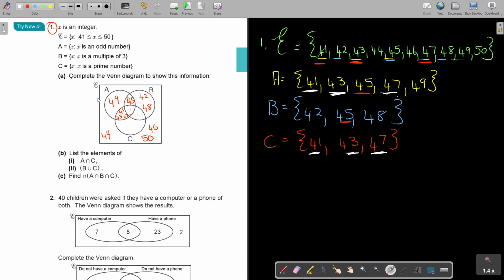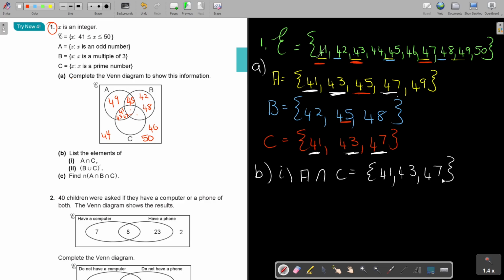Okay, that was number A. Now I'm at number B. List the elements of A union with C. So let's look at A and C. Do you see? That's a nice one because it's that little 3. Can you remember? That was 41 and 43 and 47. You can just use your sets now, your Venn diagram.